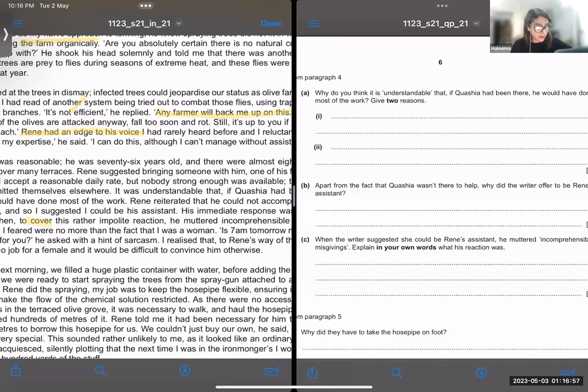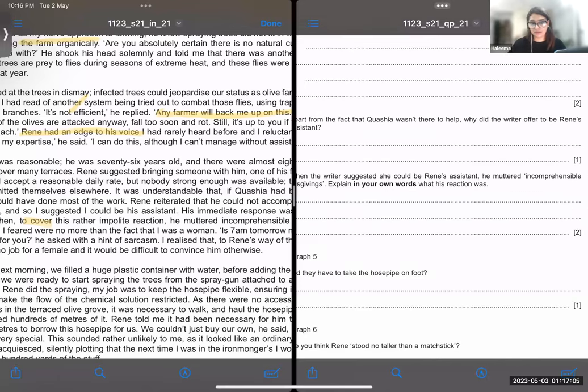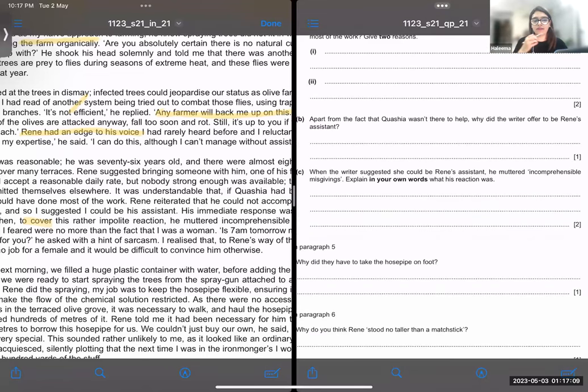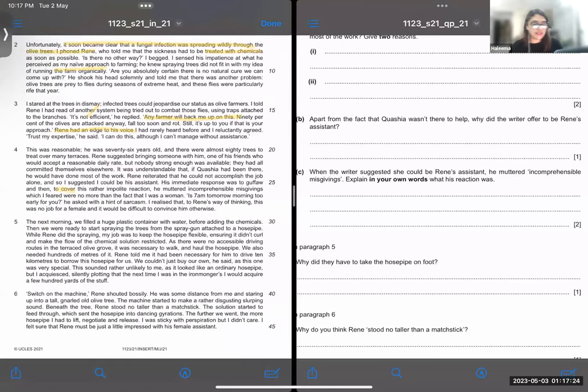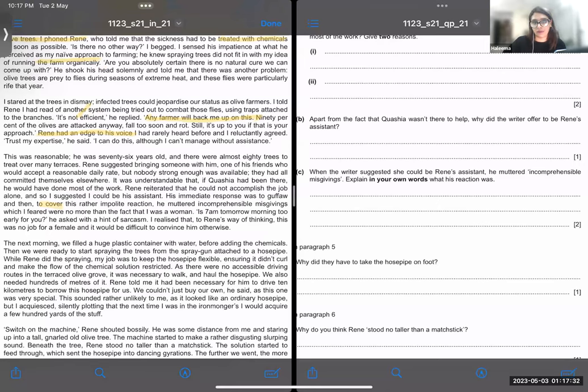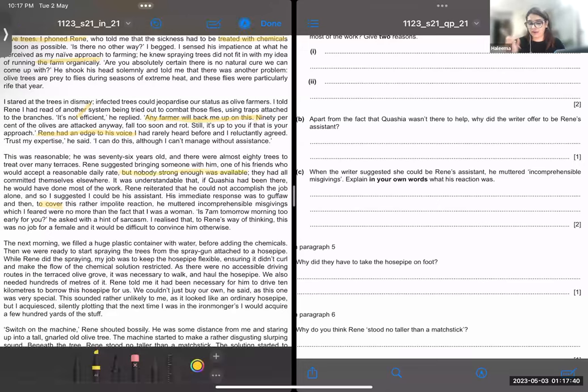Part B. Apart from the fact that Koshia wasn't there to help, why did the writer offer to be Renee's assistant? So other than the fact that this person, the husband, wasn't there, why was Renee offered assistance in the first place? So you can look at the paragraph where it says that Renee suggested bringing someone with him, one of his friends, who would accept a reasonable daily rate, but nobody strong enough was available. So this is as is something that you can talk about in your answer. You'll just talk about how none of Renee's friends were available and that's why external help was required. Okay, so again, keep in mind the question is just for one mark. So one small phrase, one sentence that says that none of Renee's friends were available or no one strong enough was available to help them. You can write it in your own words. So you can just say that none of Renee's friends were available to help.